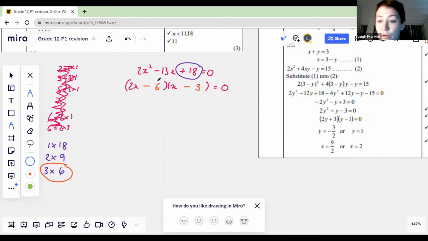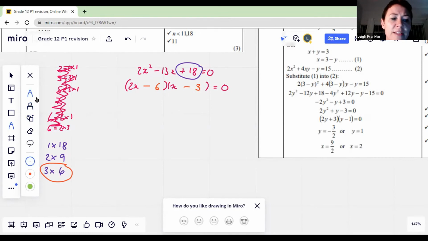Wouldn't it give you 6 and 6 because of the 2 times 3? It won't. What we'll end up with is minus 6, so we'd end up with minus 12x, which is not minus 13x. So it won't give us that number.